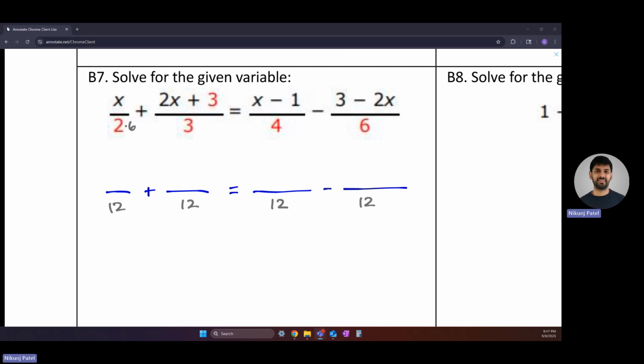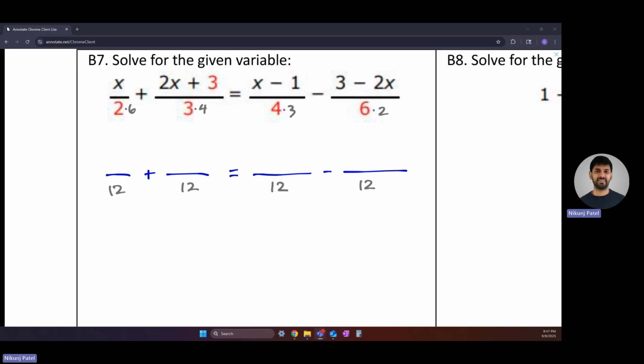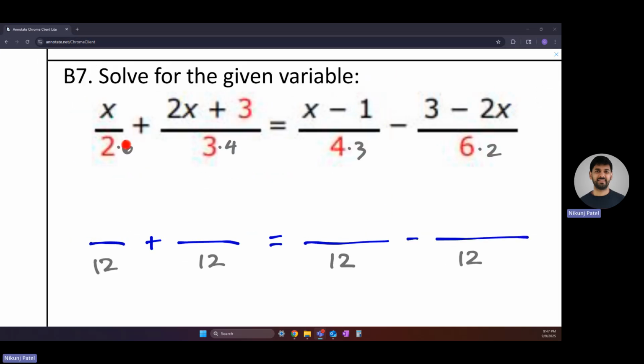Because I can do times 6 here, I can do times 4, I can do times 3, and I can do times 2. Right, 2 times 6 is 12, 3 times 4 is 12, 4 times 3 is 12. As long as I can get to 12 from all of them, we're good. And then now I need to just make sure that I match that across the top when I multiply each of these.